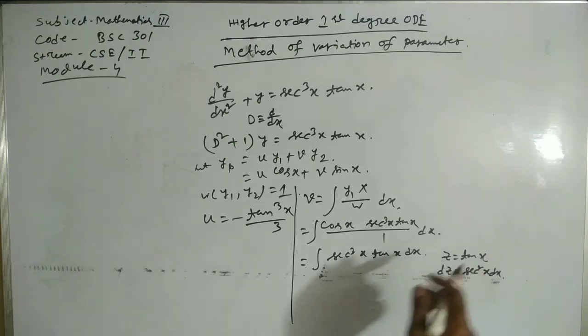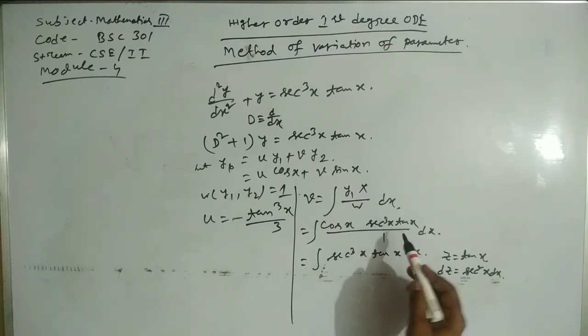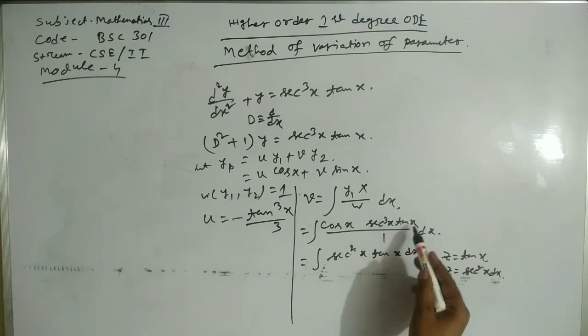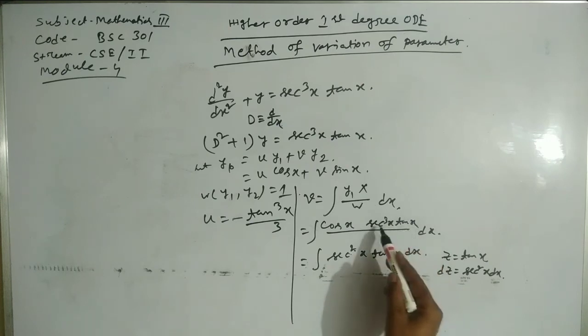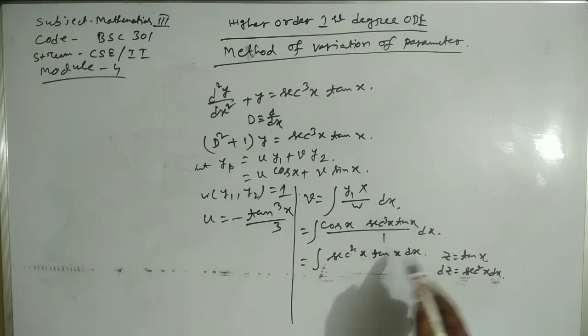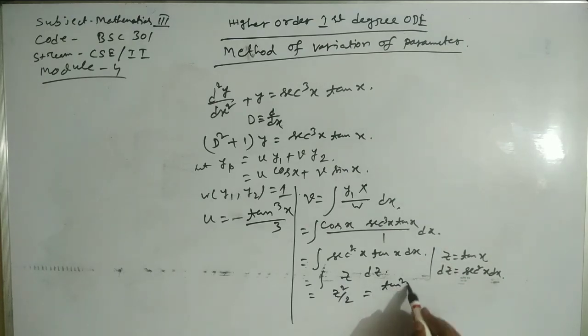Here I have made a mistake. This will be sec square x, because from sine by cos, cos will be cancelled. There will be one sine, and here I am taking one sec, so 1 by cos into sine will be tan, and the remaining part will be sec square x. So this will be z dz, and it is z square by 2. Putting the value of z, it is tan square x by 2. So we got the value of v, that is tan square x by 2.